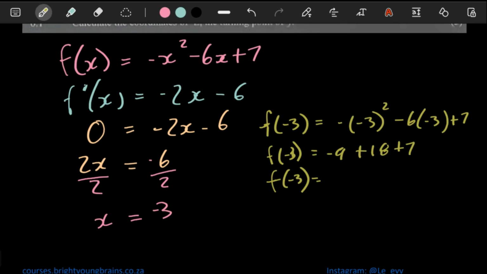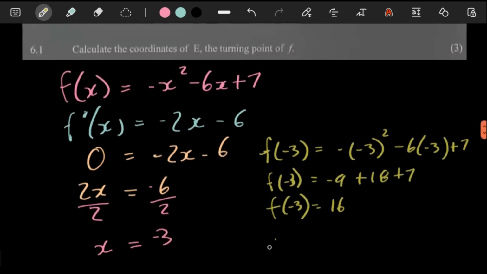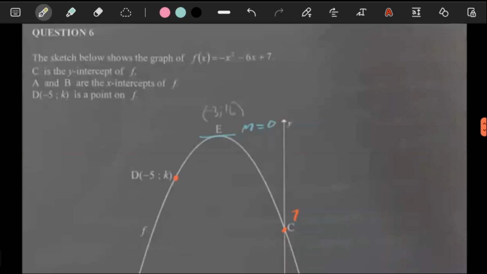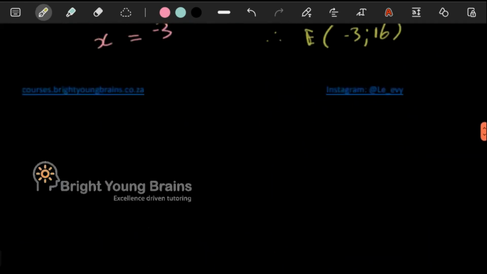So it's 16. Perfect. So this is properly a coordinate here if you leave it like this. So you can just say here, therefore E is just -3 and 16. Well done, man. Got yourself a mark there.